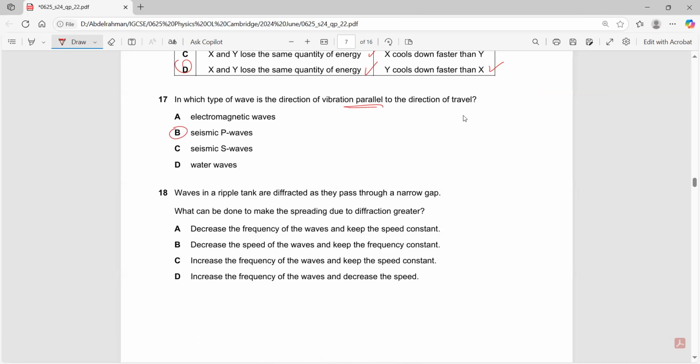Waves in a ripple tank are diffracted as they pass through a narrow gap. What can be done to make the spreading greater? We need a greater spreading. Decrease the frequency and keep the speed constant. If I decrease the frequency, what happens to the wavelength? The wavelength increases, right? And if the wavelength increases, then the diffraction increases. So this is correct.